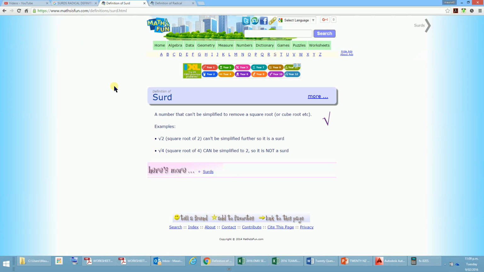So it's not a surd, it's a radical but not a surd. The square root of 2 is both a surd and a radical. The square root of 4 is a radical but not a surd. Alright, now that we've got that information, let's get back to our worksheet and get some of these things sorted.